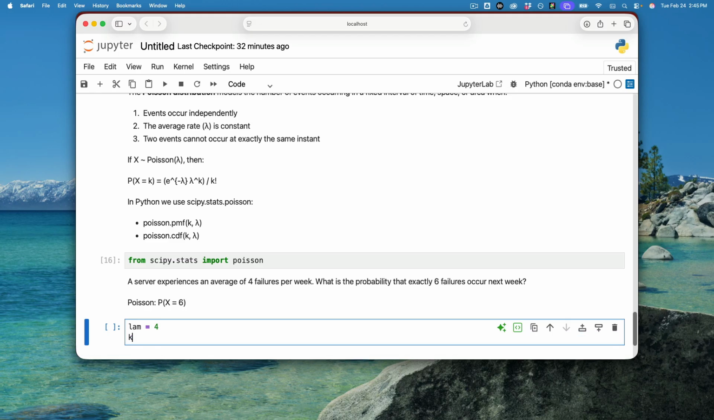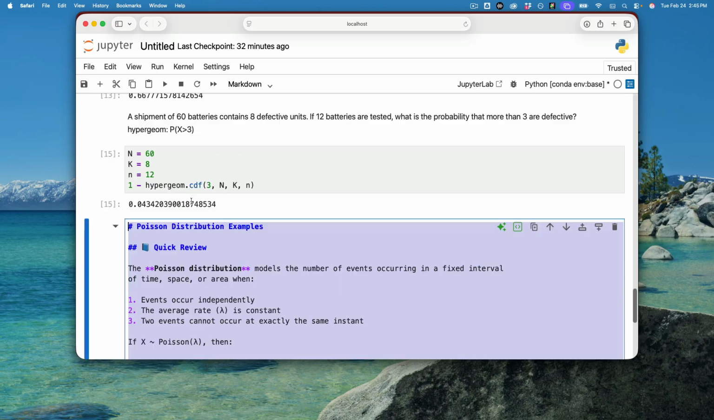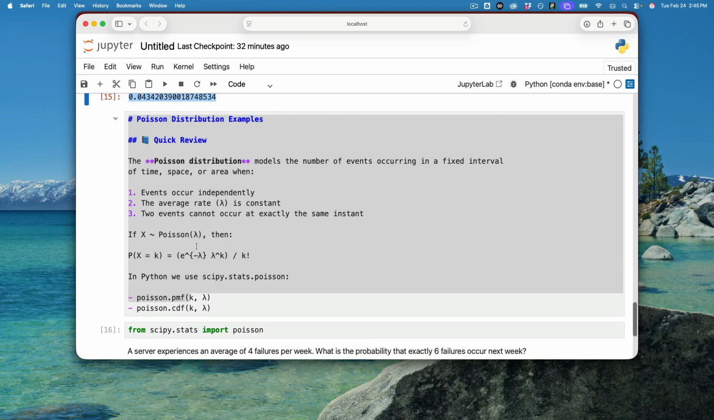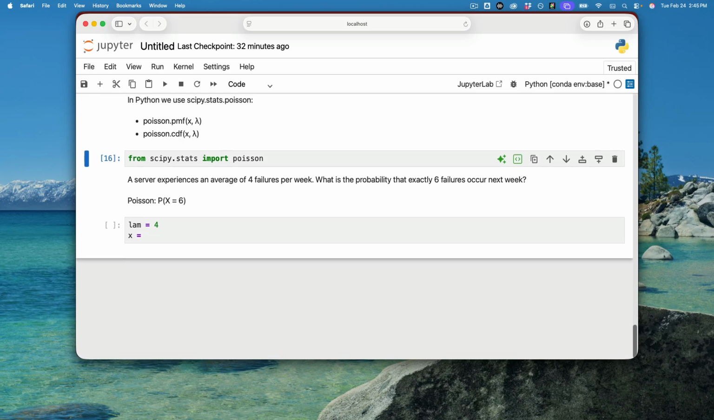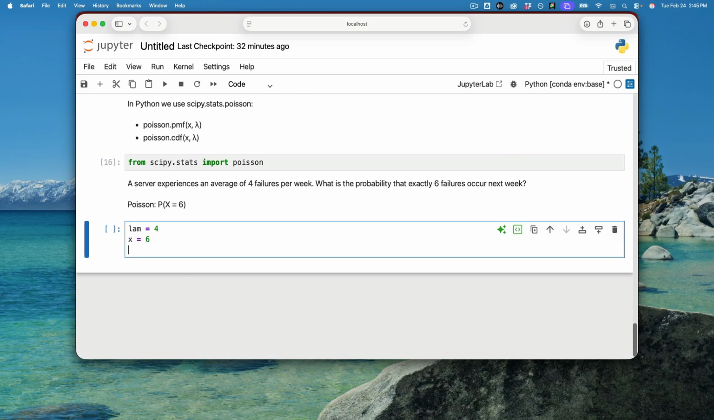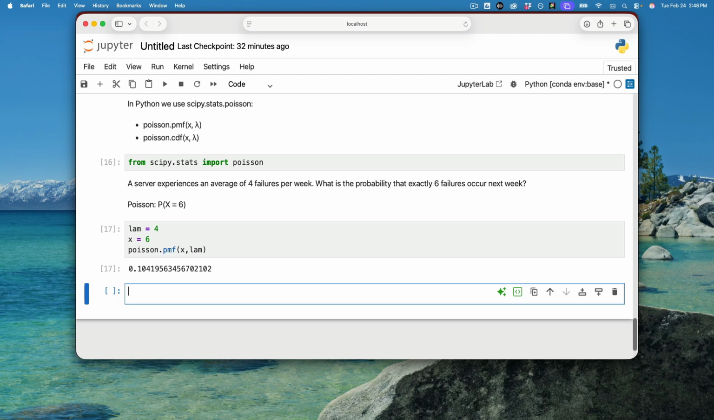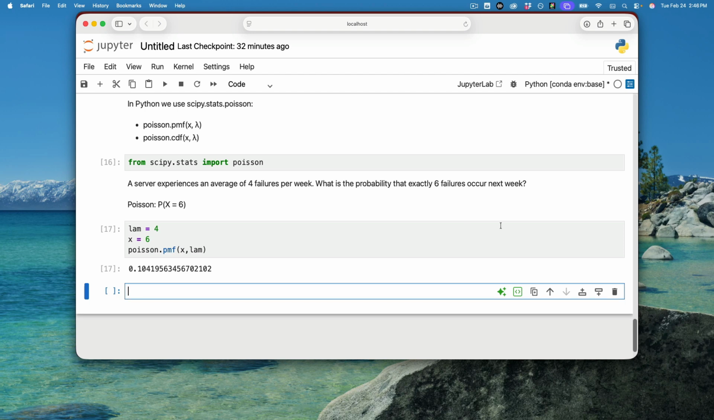And my k, or my x, this should be called x. Actually, let me call this x over here. All right. And then my x is 6. And then poisson.pmf(x, lambda). 10%, 10.5%.